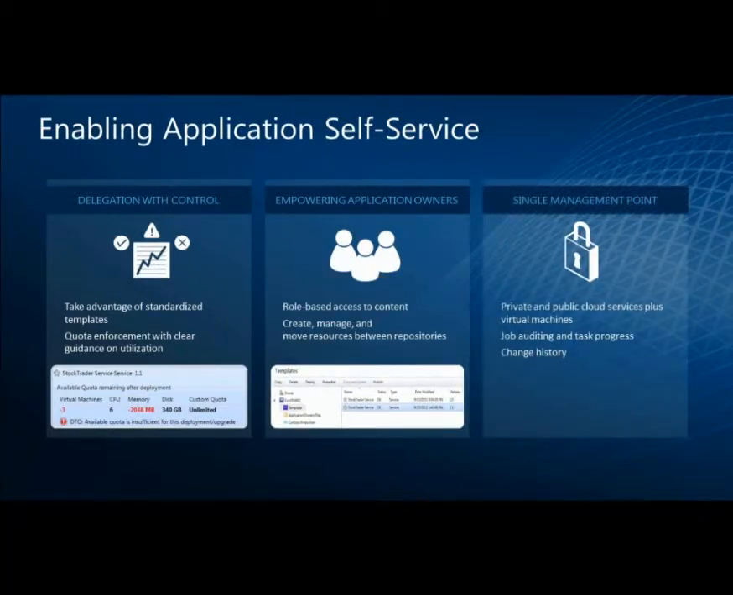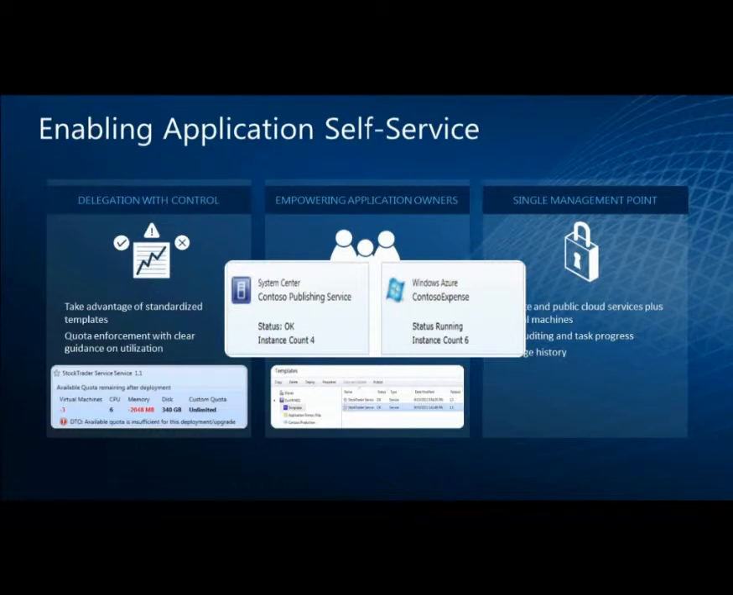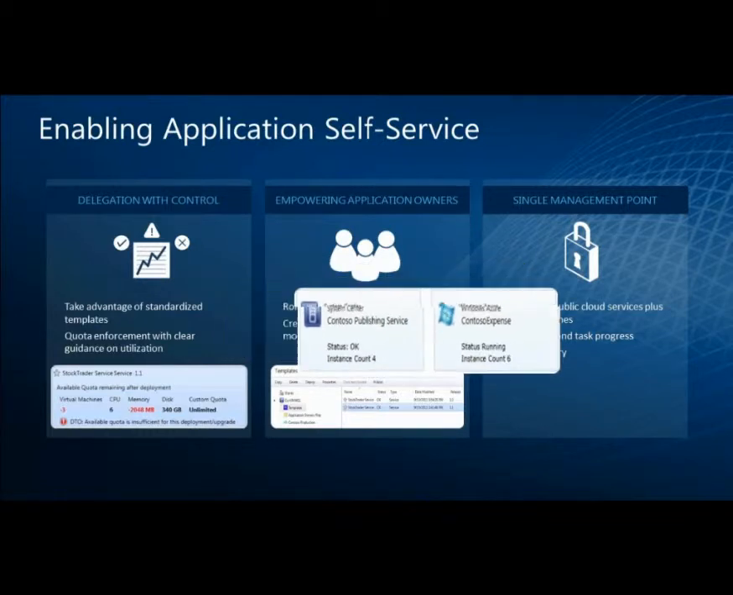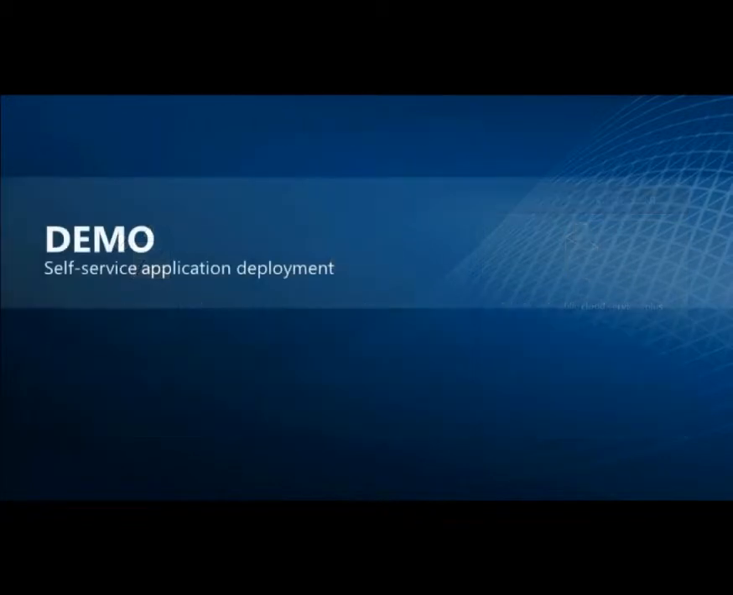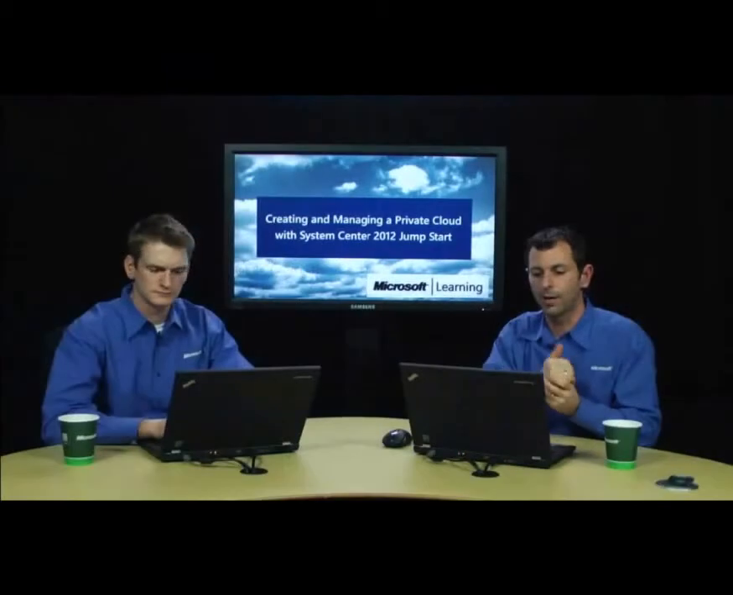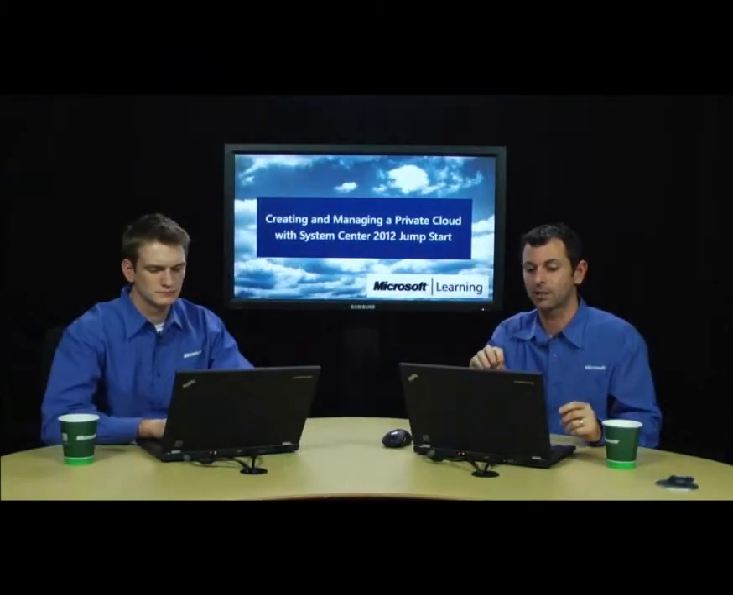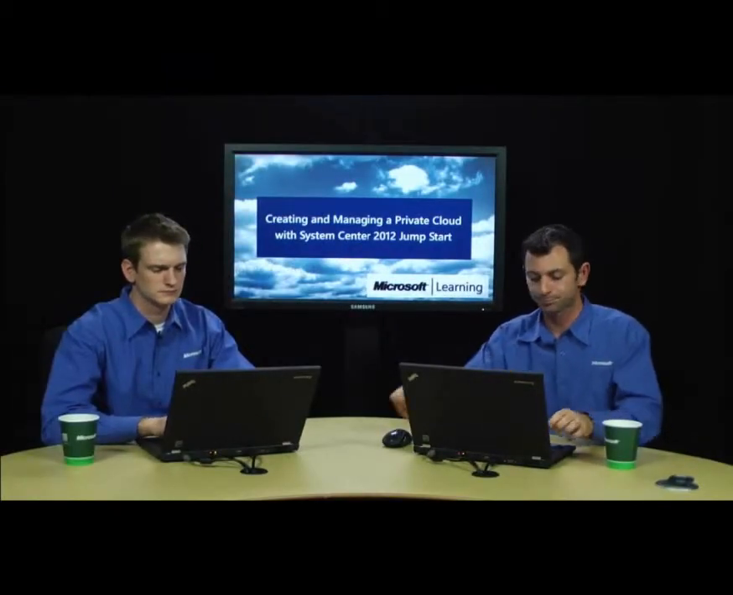And then from a single management point of view, we just touched on App Controller. We could see the Windows Azure hosted services as well as the private cloud services. We could see the instance count, and when I go through the deployment that we're going to do in a sec, we'll see the structure of the application coming through as well, because I may not have had any visibility into the service template until such time as I go to deploy it. So we're going to do a demo on application self-service. Again, this is going to be all about App Controller.